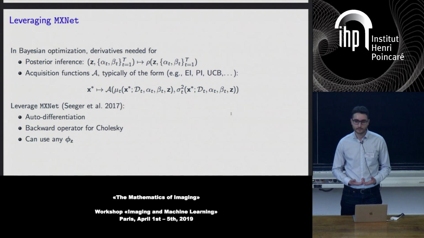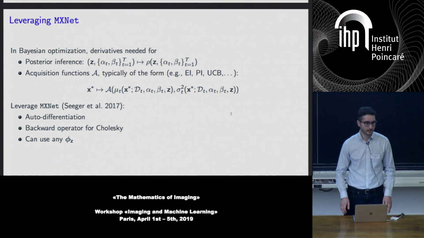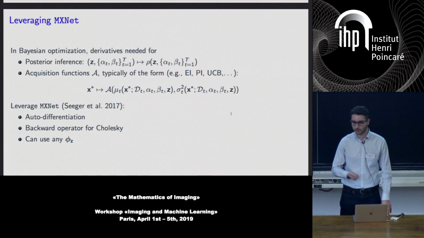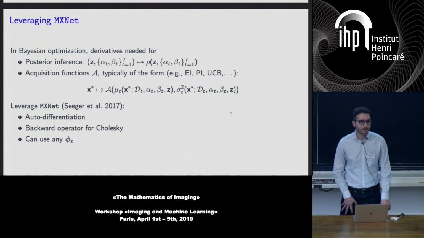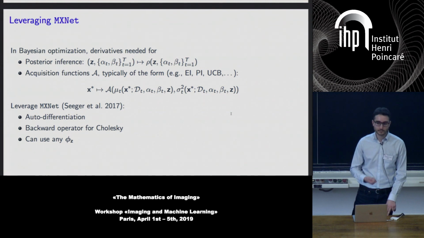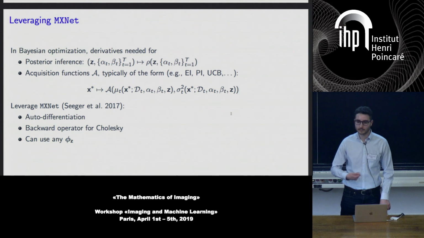So to do this, we leverage deep learning frameworks. In particular, we leverage MXNet, which allows us to just specify our target loss, the marginal log likelihood, and get these derivatives automatically by backprop, auto-differentiation. Note that we also need to backpropagate derivatives through a Cholesky decomposition, which is possible because the backward operator for the Cholesky decomposition has been recently introduced into MXNet. And this allows us to use any feature map phi of z.